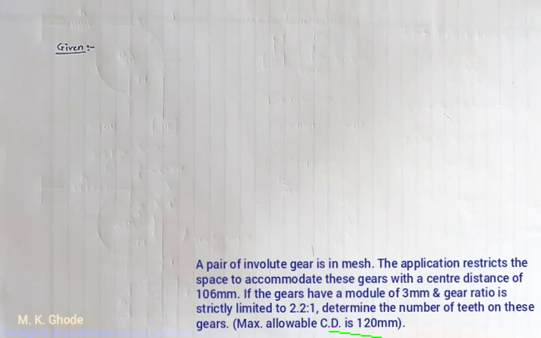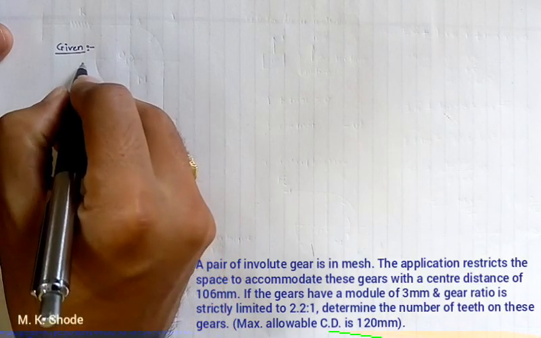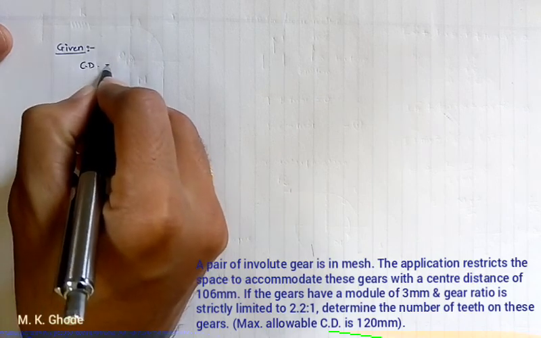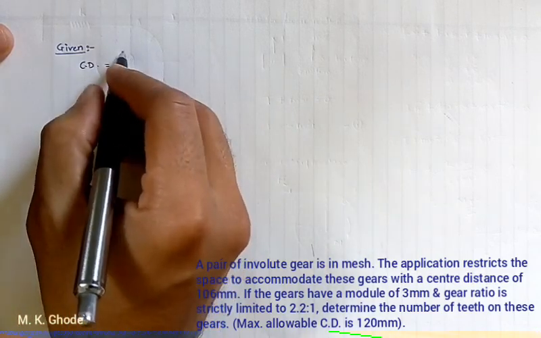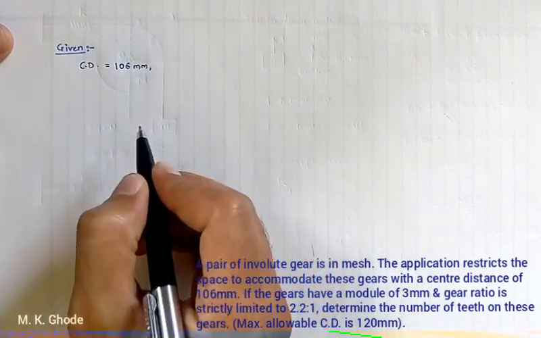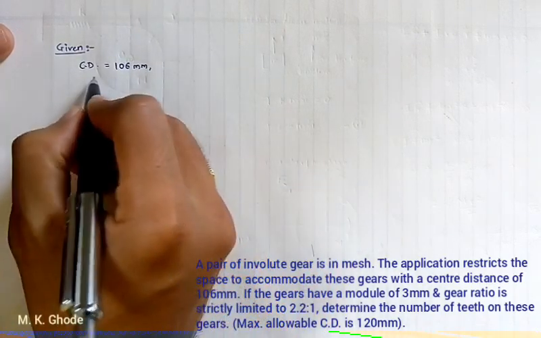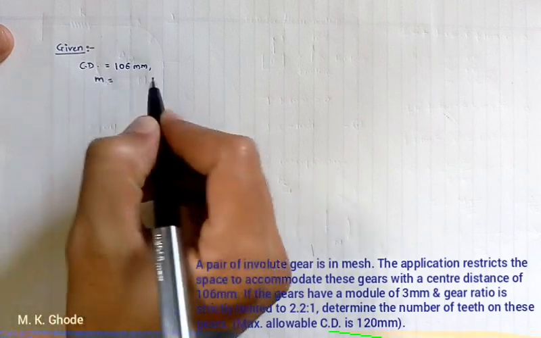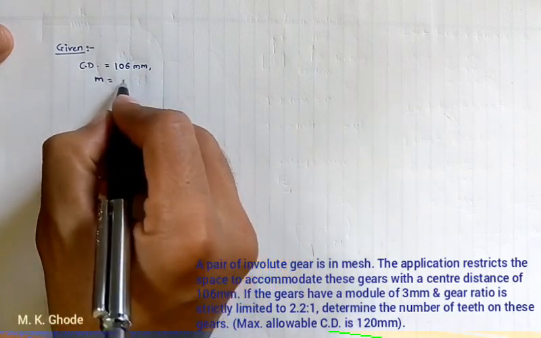So in this numerical, the center distance is given. The center distance between two gears is 106 mm. Then the module is given. Module is indicated by small m. It is given as 3 mm.